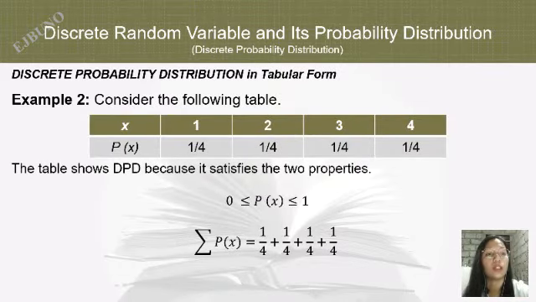So, may table ulit tayo. Then, yung X is 1, 2, 3, 4, P of X, 1/4, 1/4, 1/4, 1/4. Then, we need a histogram to summarize the data presented and to have this value.